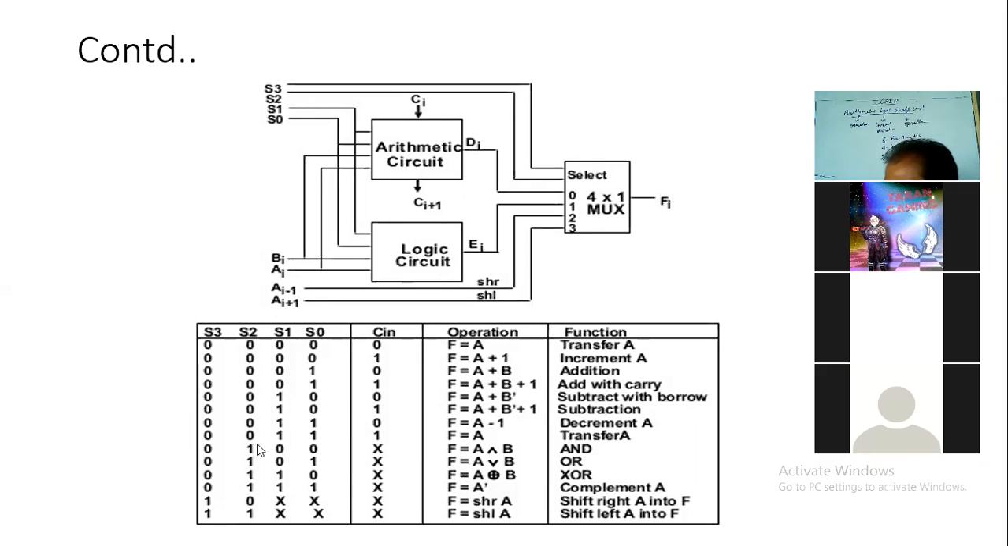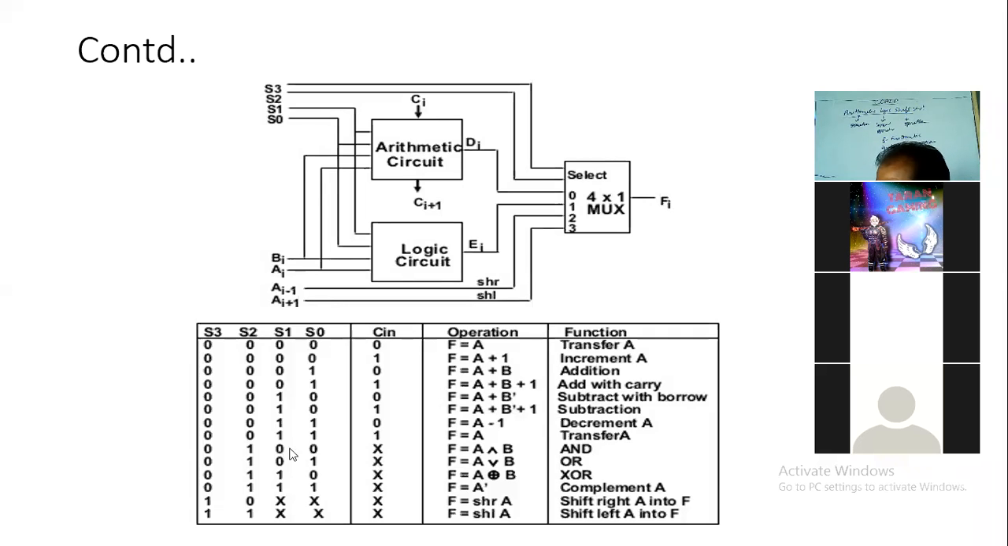Okay, so next S3, S2, if we have 0, 1, this means we are performing logical operations. In logical operations, there is no carry. So it is marked as cross. We marked it with a cross because there is no carry in logical operations.